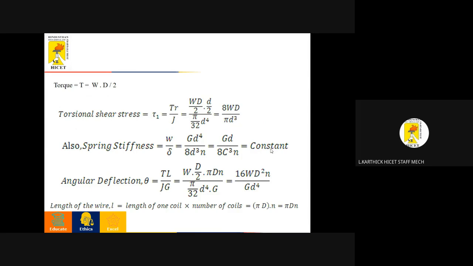Up to this point, does anybody have a doubt? I will try to explain any doubts. These are the formulas to solve: the torque T equals W D by 2, and the torsional shear stress tau equals T R by J. These expressions are only for springs. So W into D by 2 into d by 2 gives 8 W D by pi d cubed.